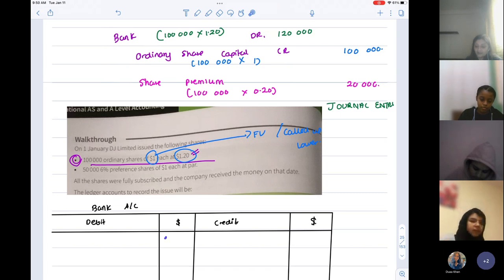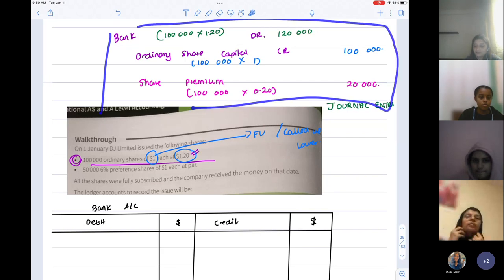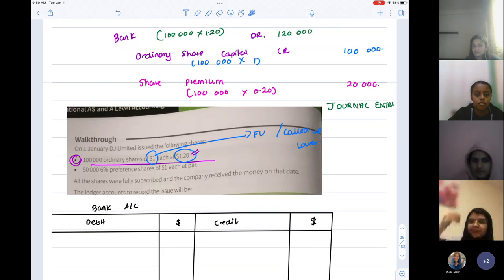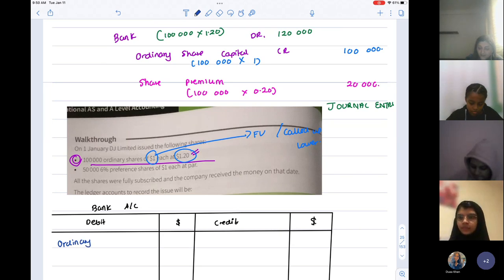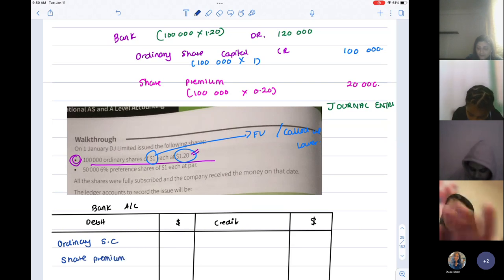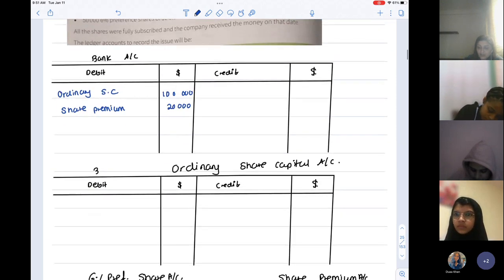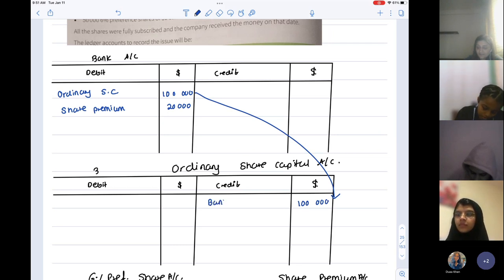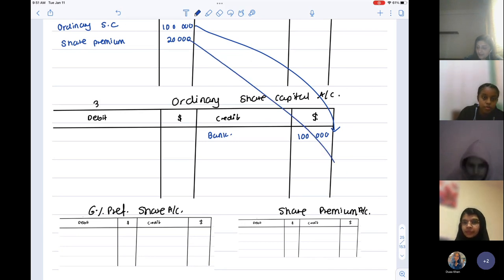How will I record this entry in the bank account? Ordinary shares and share premium will go on the debit side of bank. Okay, very nice. So on the debit side of bank, I will write ordinary share capital and share premium. Your debit is bank, and ordinary share capital and share premium are credit.